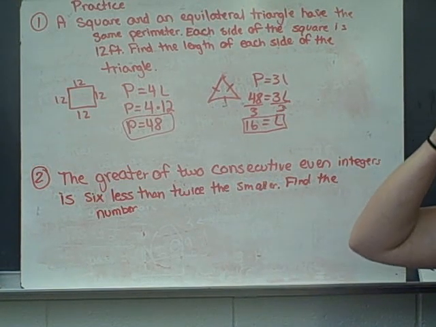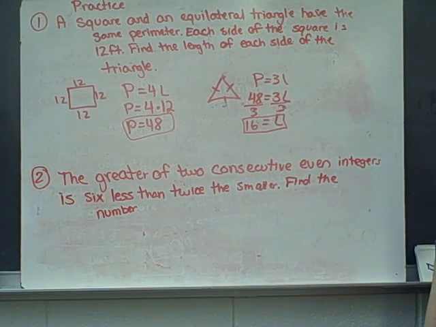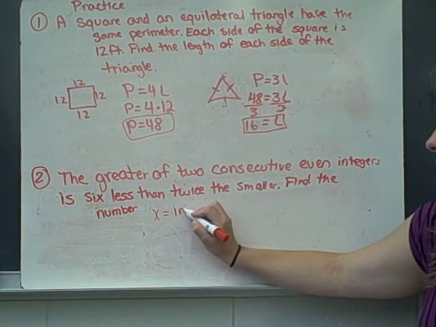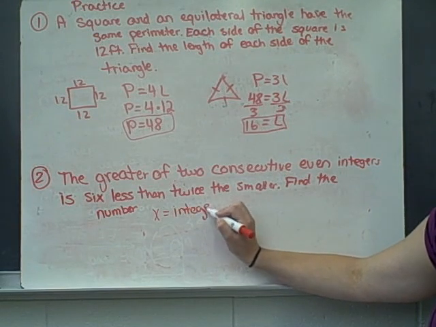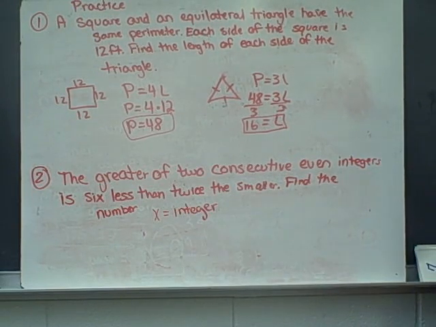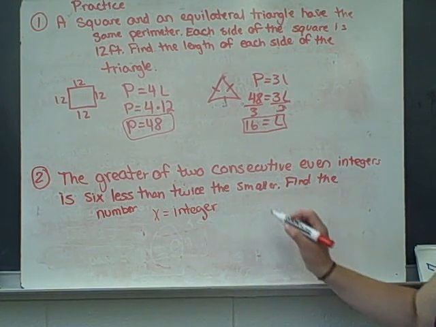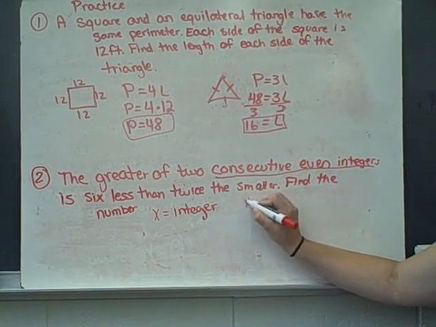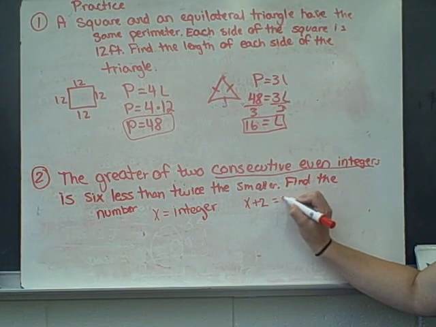Okay, let's try the last one. The greater of 2 consecutive even integers is 6 less than twice the smaller. Find the number. Okay, so the first thing we need to do is determine that x is going to represent an integer. Okay, the greater of 2 consecutive even integers. So if I was looking for consecutive even integers, I have to do x plus 2 to be that second integer.